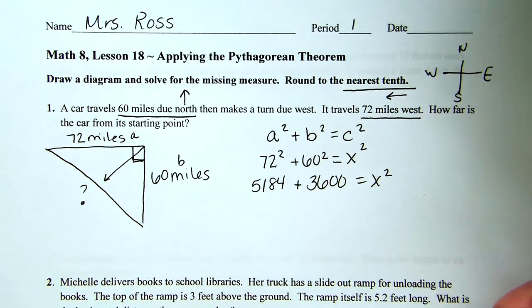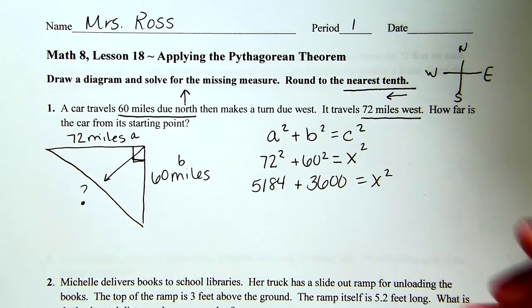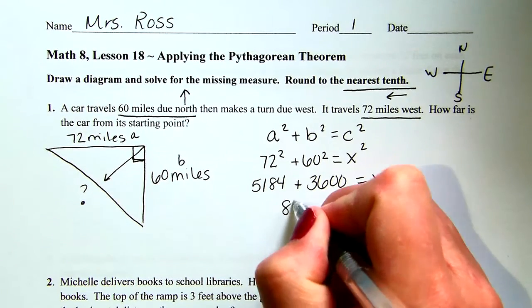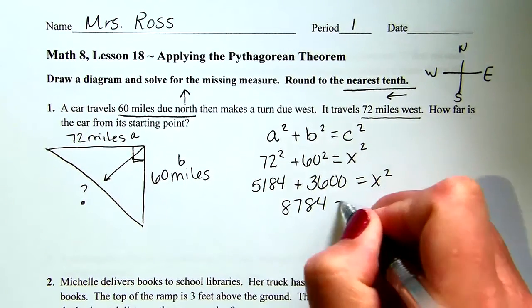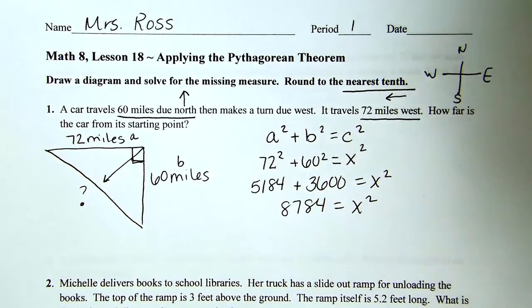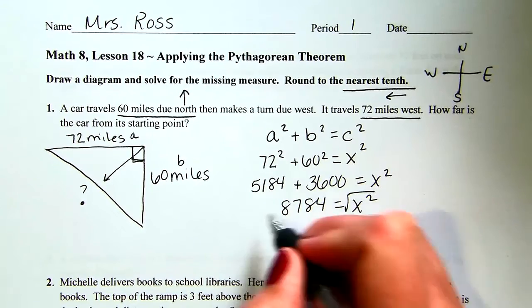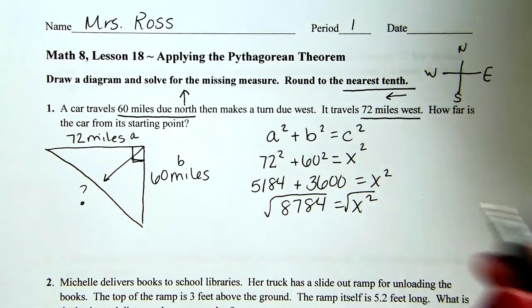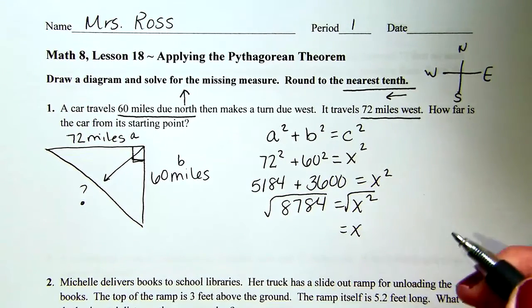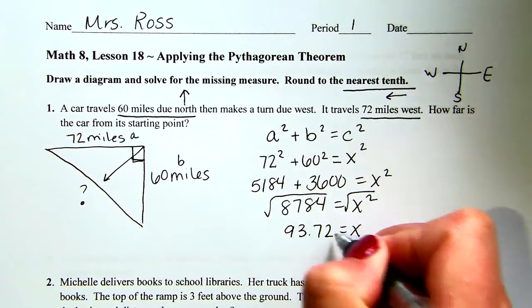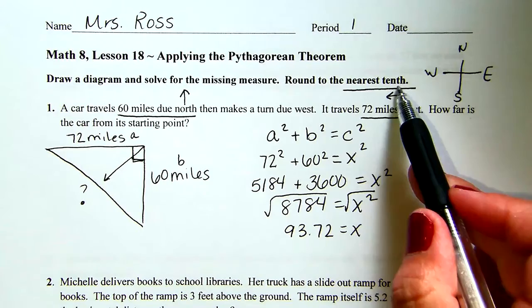Next, I'm going to add the 5,184 and the 3,600 together, and that's going to leave me with 8,784, and that equals x squared. Once again, we want to get rid of that squared, so I'm going to square root both sides, and my x is going to be 93.72. Now, once again, we need to round this to the nearest tenth.